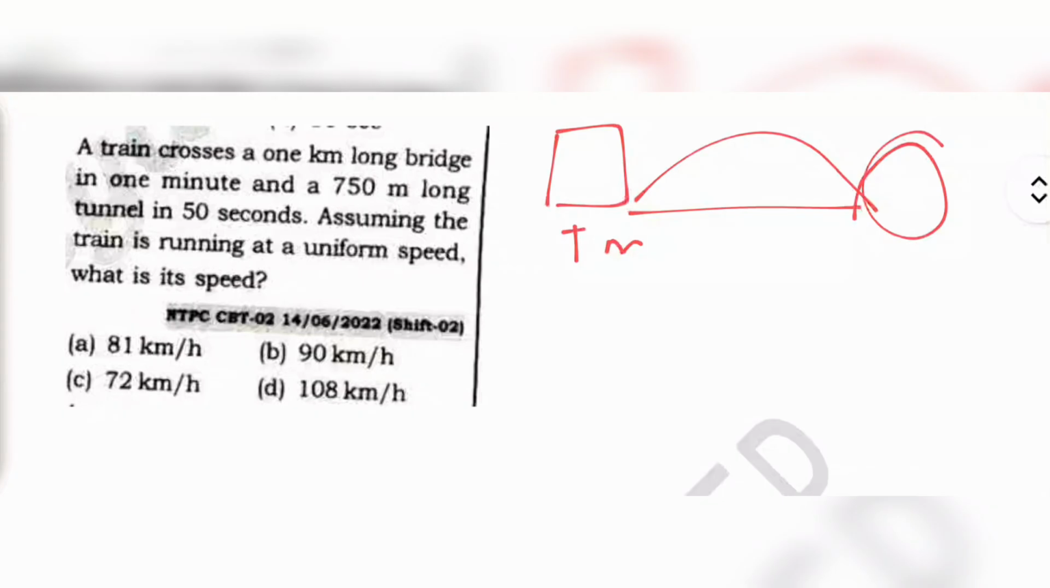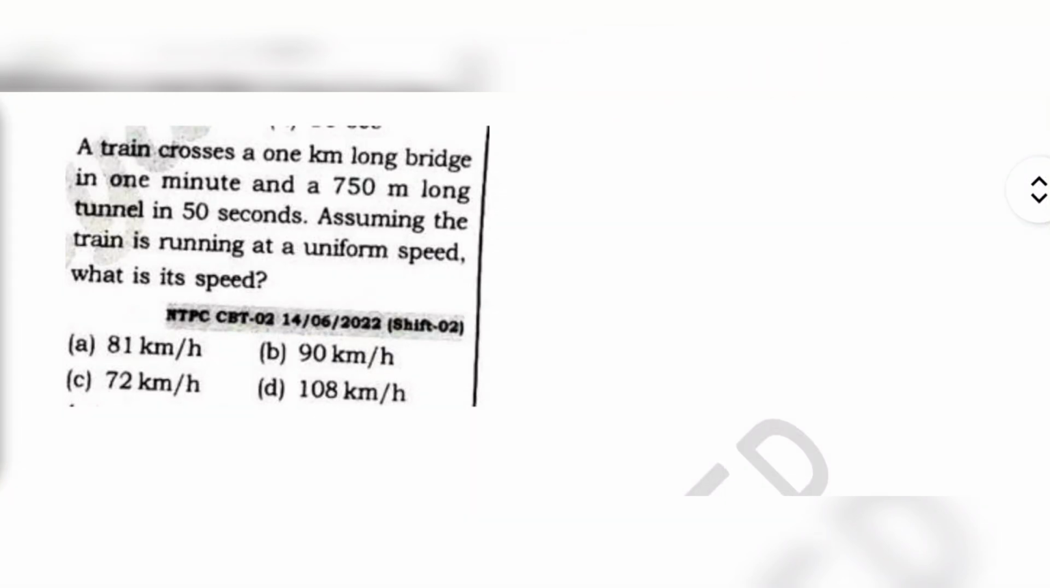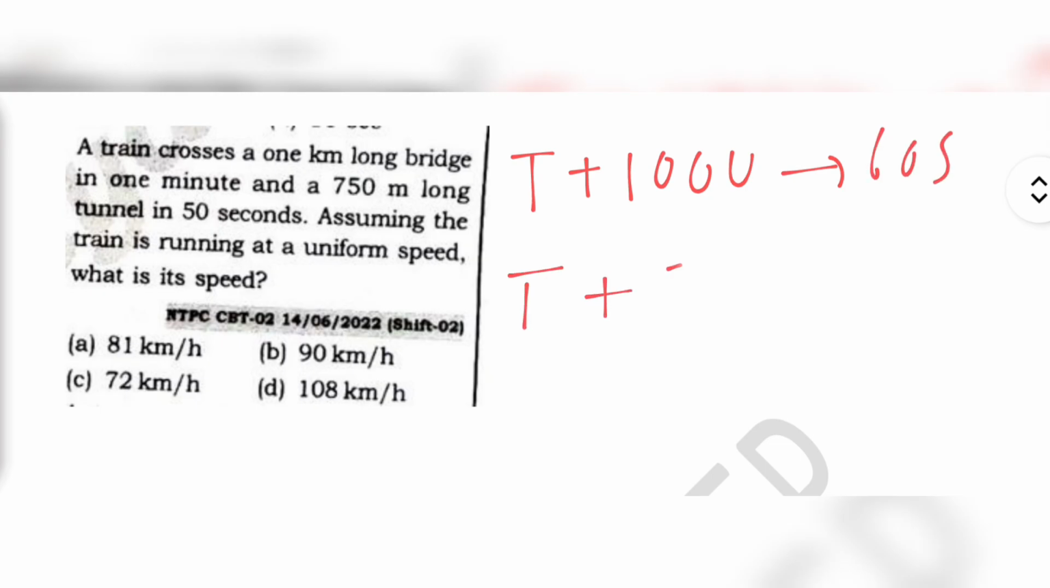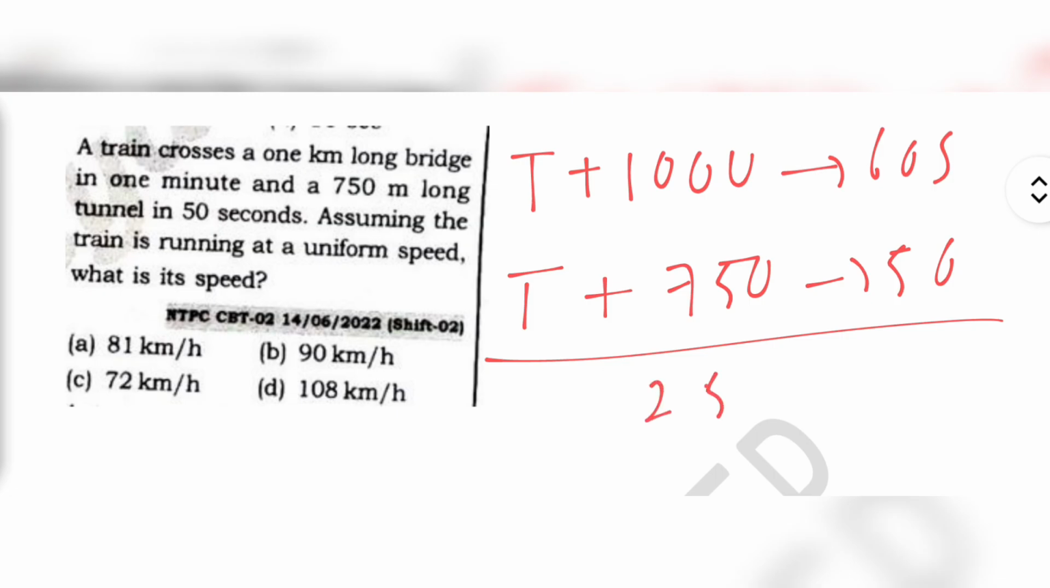Okay, so now your train with a certain length crosses this 1 kilometer, that is 1000 meters, in how much time? 1 minute, that is 60 seconds. The same train covers the 750 meter long tunnel in how much? 50 seconds. And the difference, 1000 minus 750 is 250. 250 is nothing but 10 seconds.